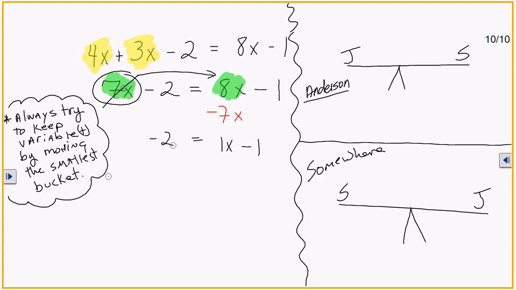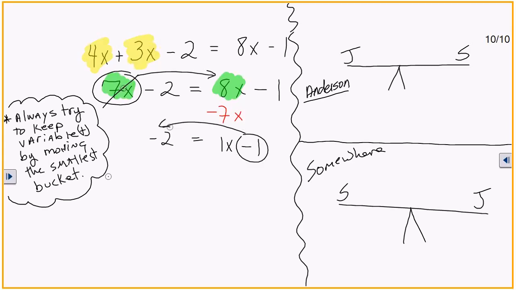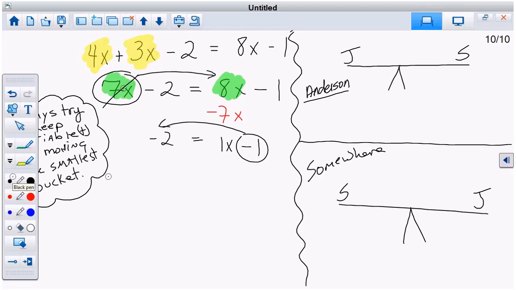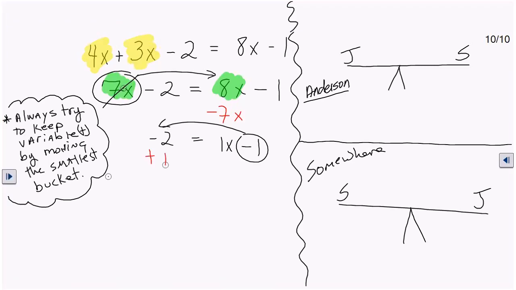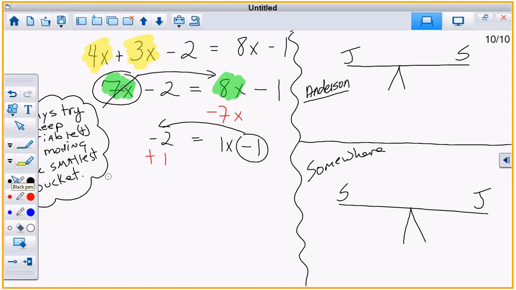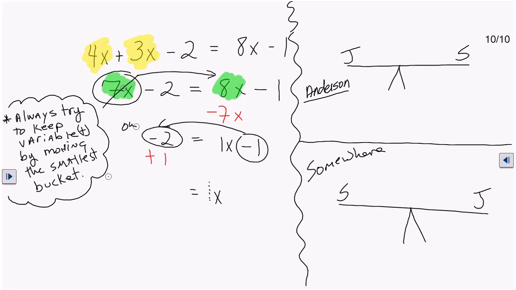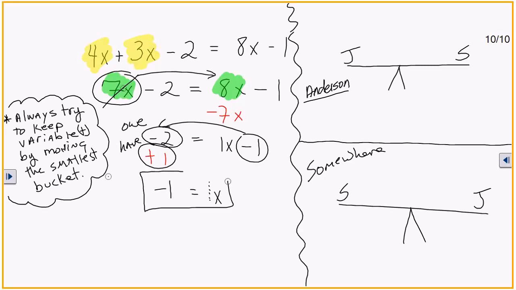Now I'm going to take the 1 across the river, and that gives me a plus 1. And now my answer is x. We don't need the 1. It's right there, but I'm going to dot it because you don't need to put it in the answer. And you owe $2, and you have a dollar, so you owe $1. And your solution is x is equal to negative 1.